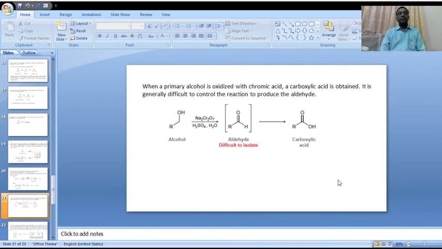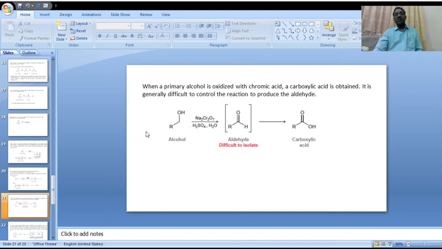Now, when a primary alcohol is oxidized with chromic acid, a carboxylic acid is obtained. It is generally difficult to control the reaction to produce the aldehyde.